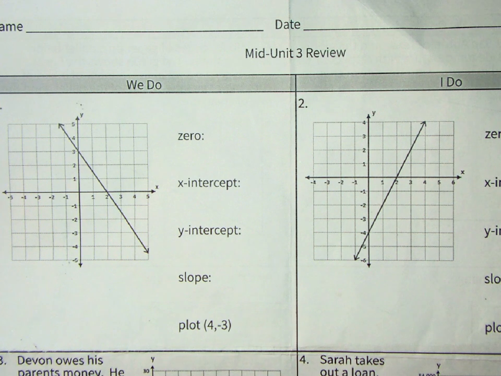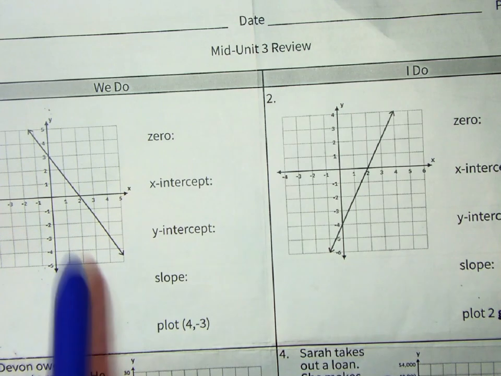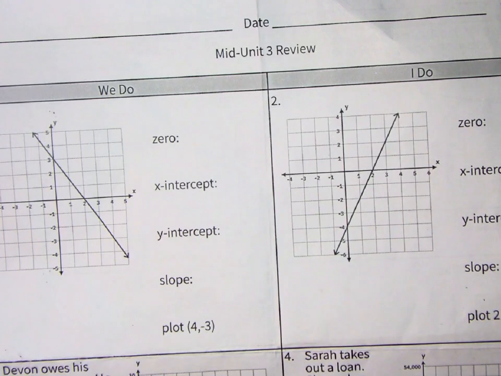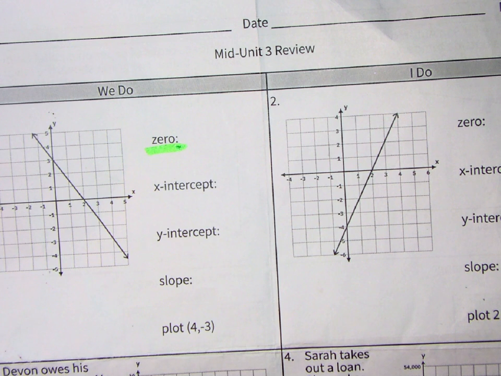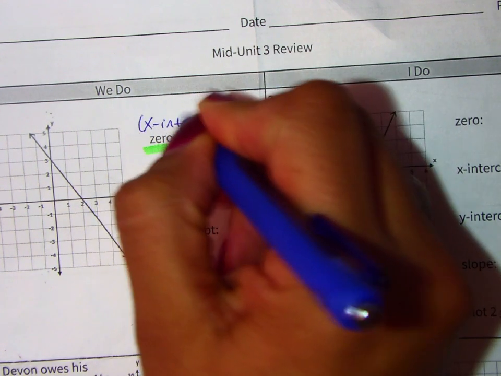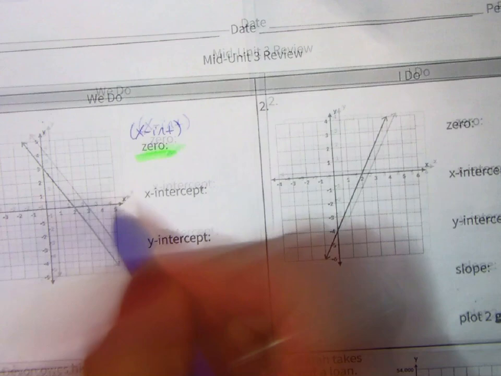All right, students, in this review, we're going to go over the attributes of linear functions and how to find slope and rate of change. So in this first problem, number one, the question says to find the zero. Whenever you see the word zero, they're telling you x-intercept. It's just the math language that they're using now. Find the zero. They're telling you to find the x-intercept.